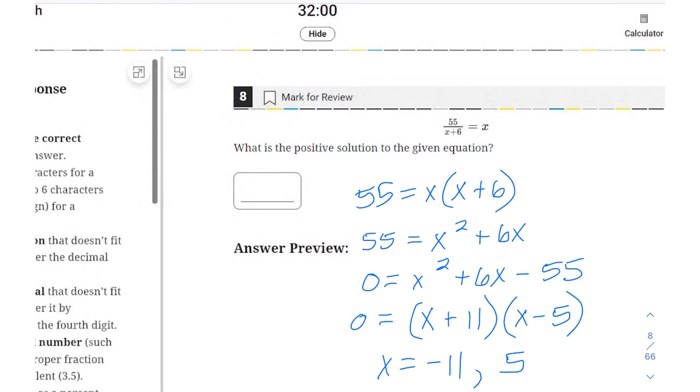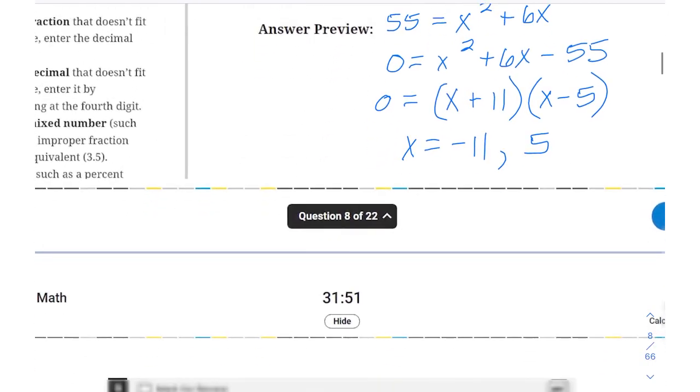And what we're going to put in the box for our correct answer is the positive solution, because that's what they're asking for in the question. They specify they want the positive solution. So we'll put in a 5 and move on to question 9.